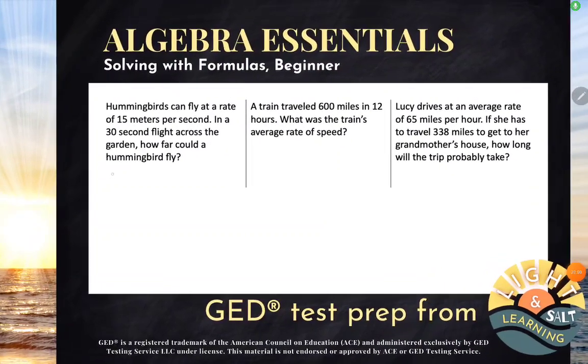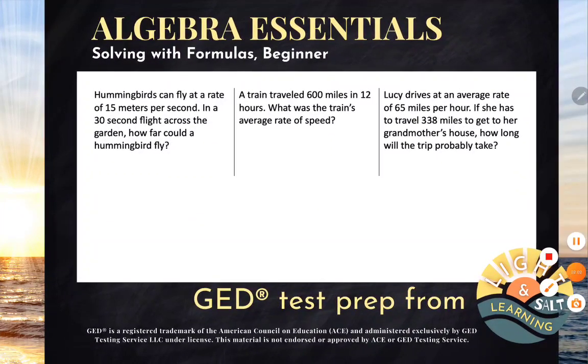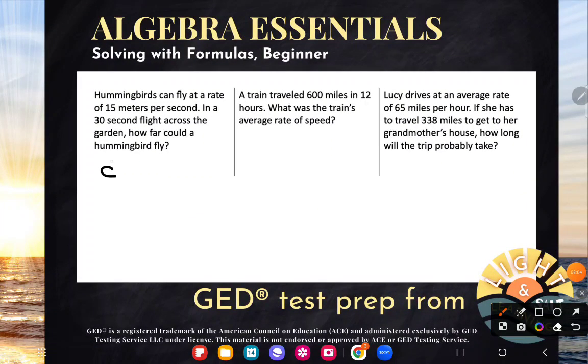All right, so we said D equals RT, where distance is D, rate is R, and T is time. So what do we know here? Well, I see this 15 meters per second. It does tell us that that's the rate. That was kind of them, but they didn't have to say that. Just the fact that it's meters per second tells me that that's the R, the rate. And so I'll substitute a 15 for the R.